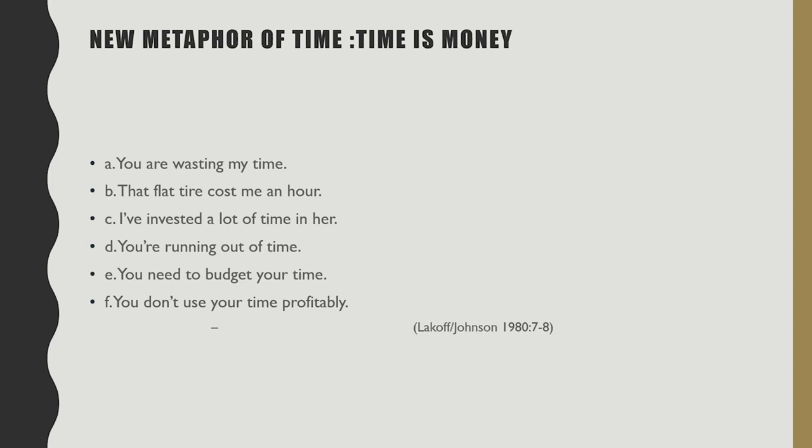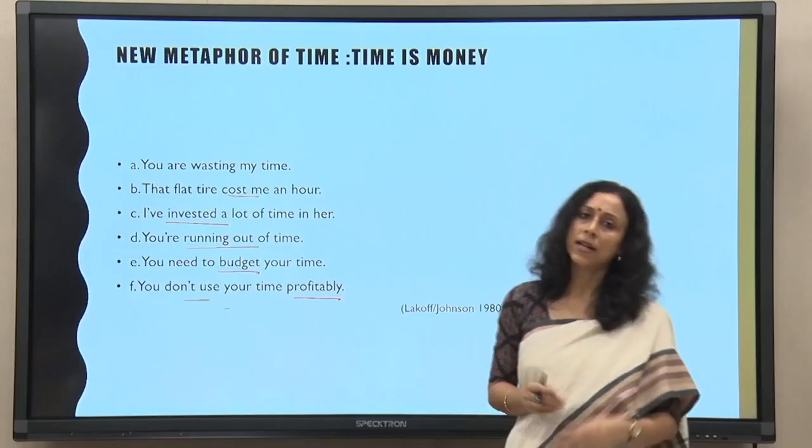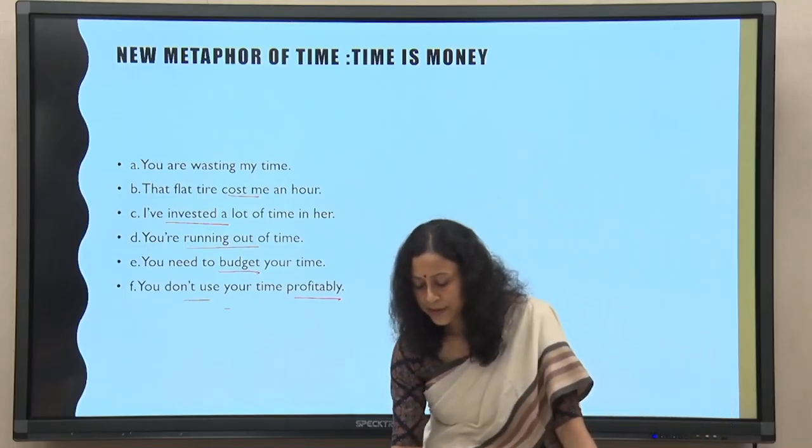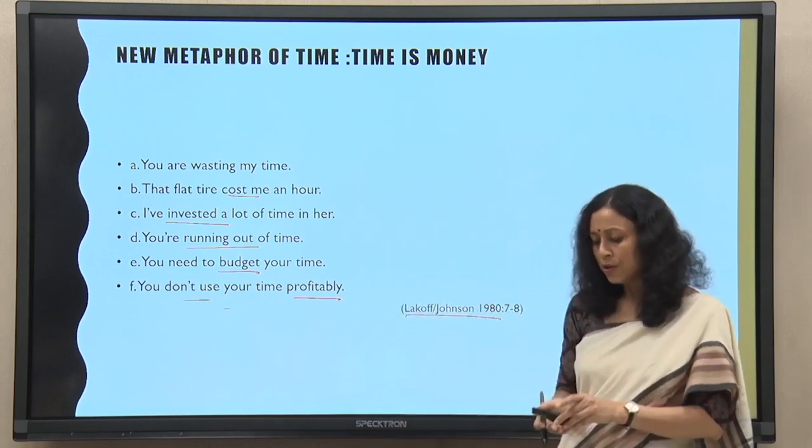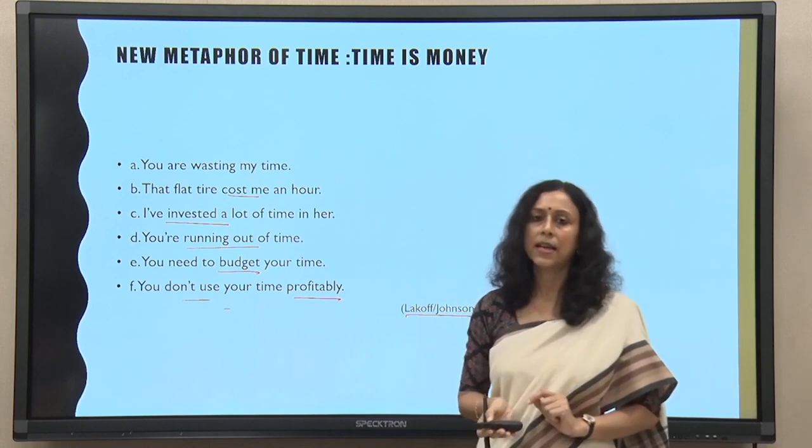So, these are some of the examples that take us to that fundamental understanding of time is money. The flat tire cost me an hour. I have invested a lot of time in her. You are running out of time. We run out of money, so you are running out of time. Budget your time. Don't use your time profitably. And so on and so forth. There are innumerable examples. These examples are given by Lakoff and Johnson themselves in their seminal book. So, these are the two ways of understanding time.